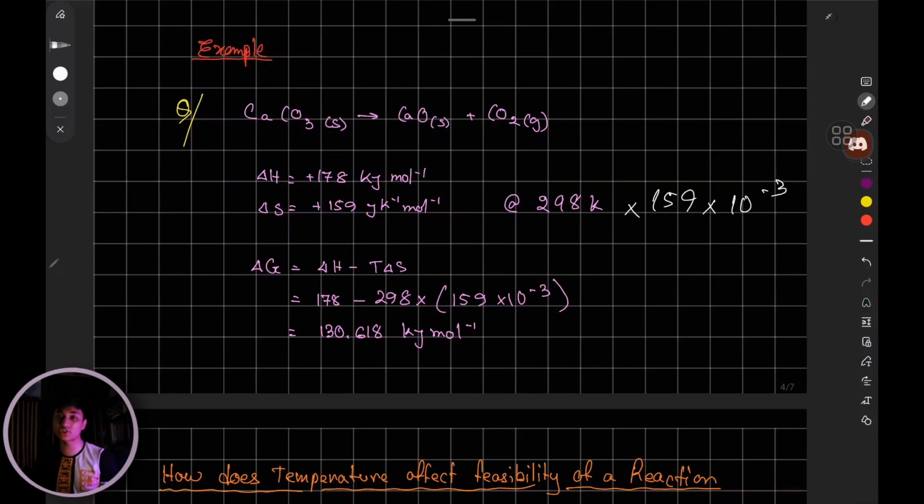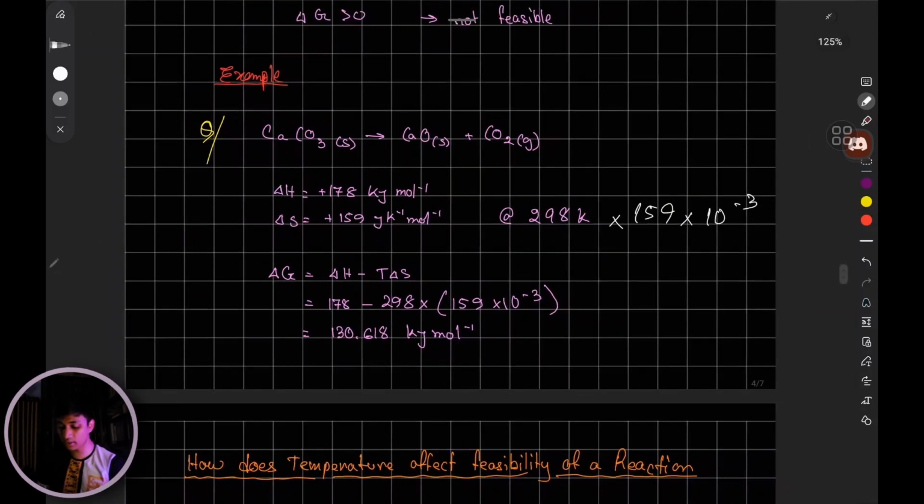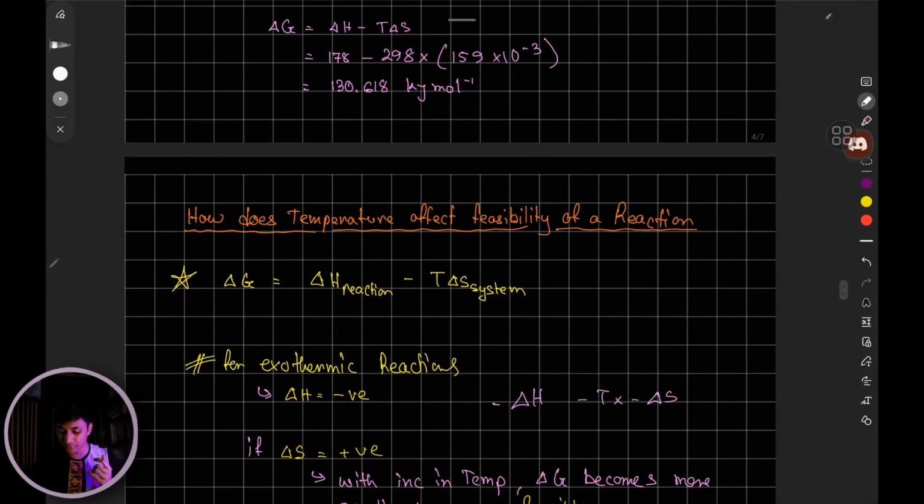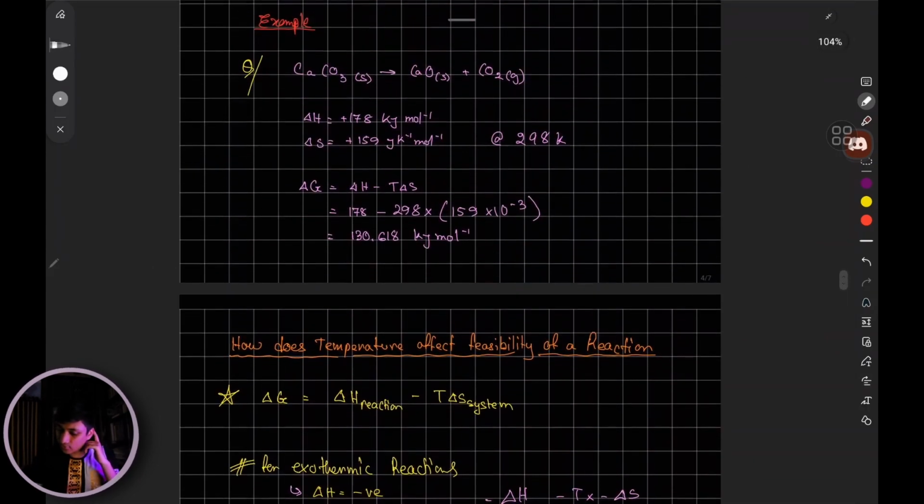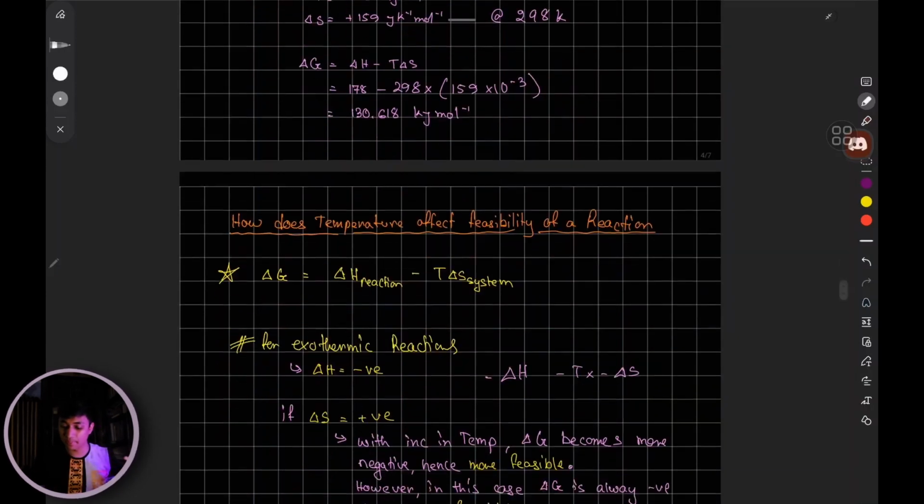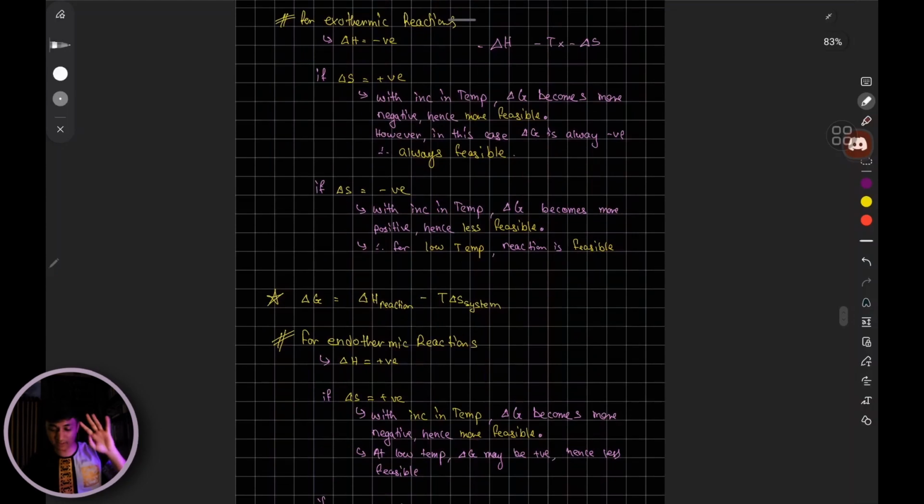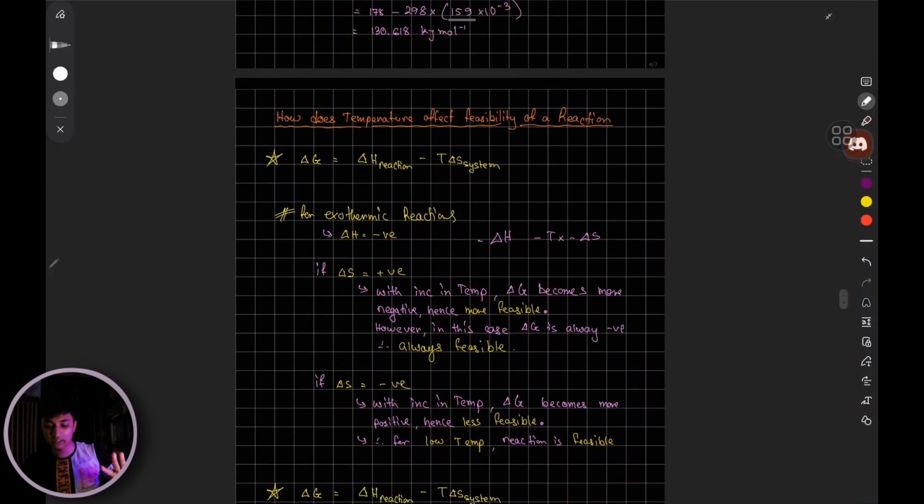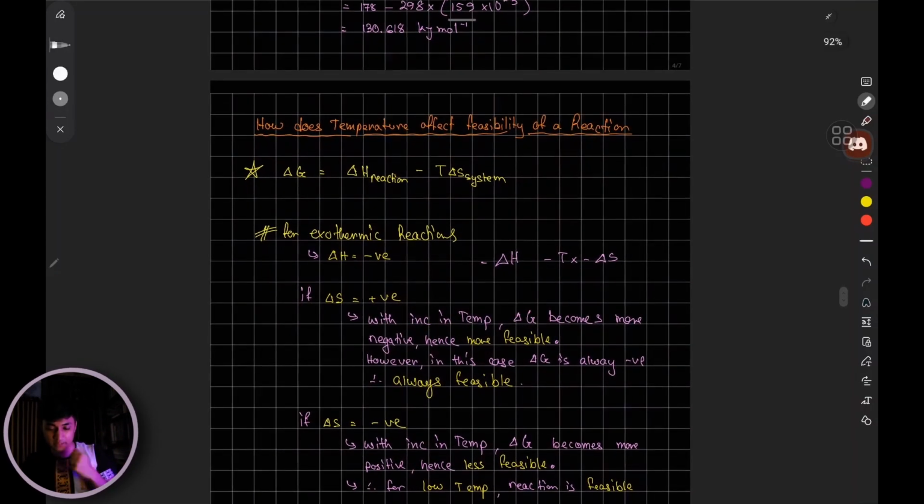The forward reaction is favored, right? The forward reaction is favored. So this is your change in Gibbs free energy. Now, I just gave you an example of how temperature is affecting your Gibbs free energy and how temperature is affecting the feasibility of the reaction. So if you look at a few cases, there are 4 cases where the temperature is going to affect the feasibility of the reaction.